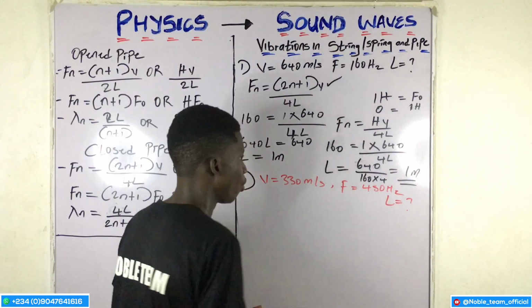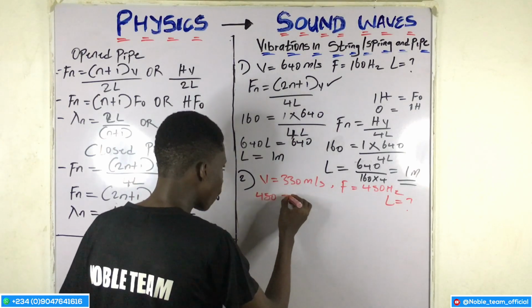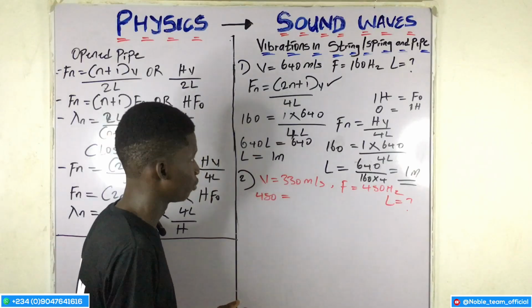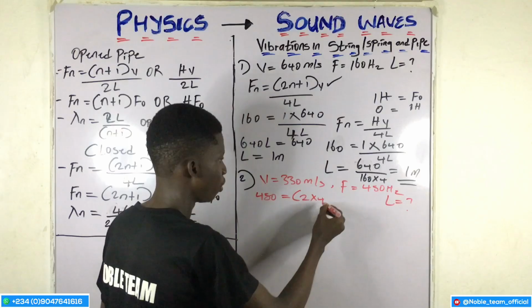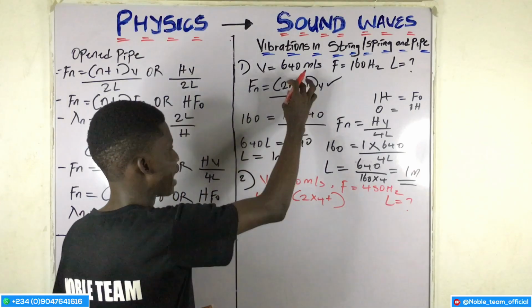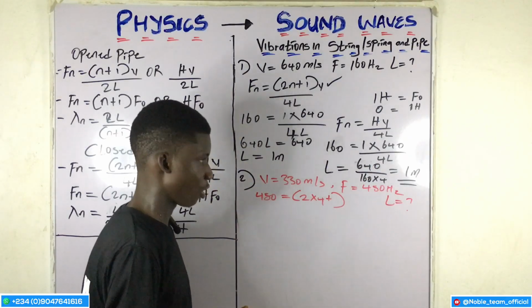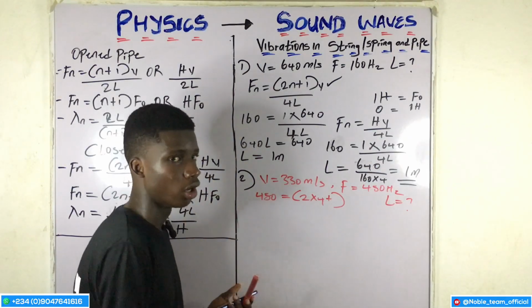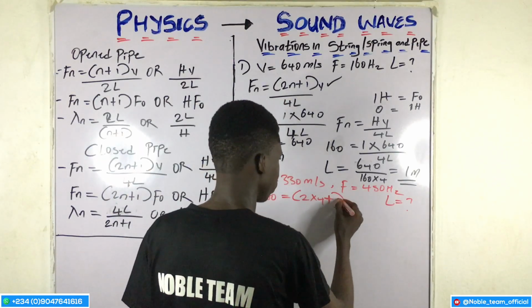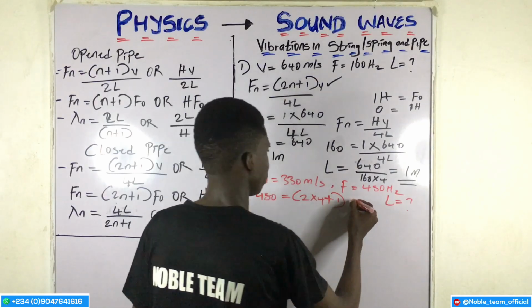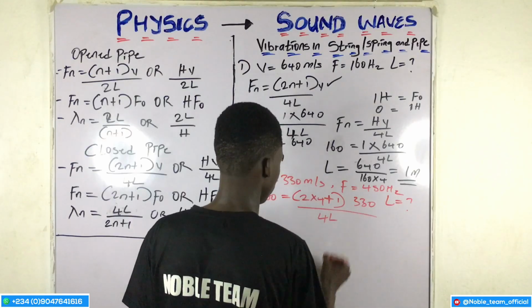Now from here, using also this formula, my 450 is equal to, pay maximum attention, 2 times n plus 1, where n is the number of harmonics, times my V, which is 330, divided by 4L. I'm going to use this formula also and solve. When we solve up to 3 or 4 questions, I'll stop using 2 of them, but now I want you to fully understand what I'm trying to do.